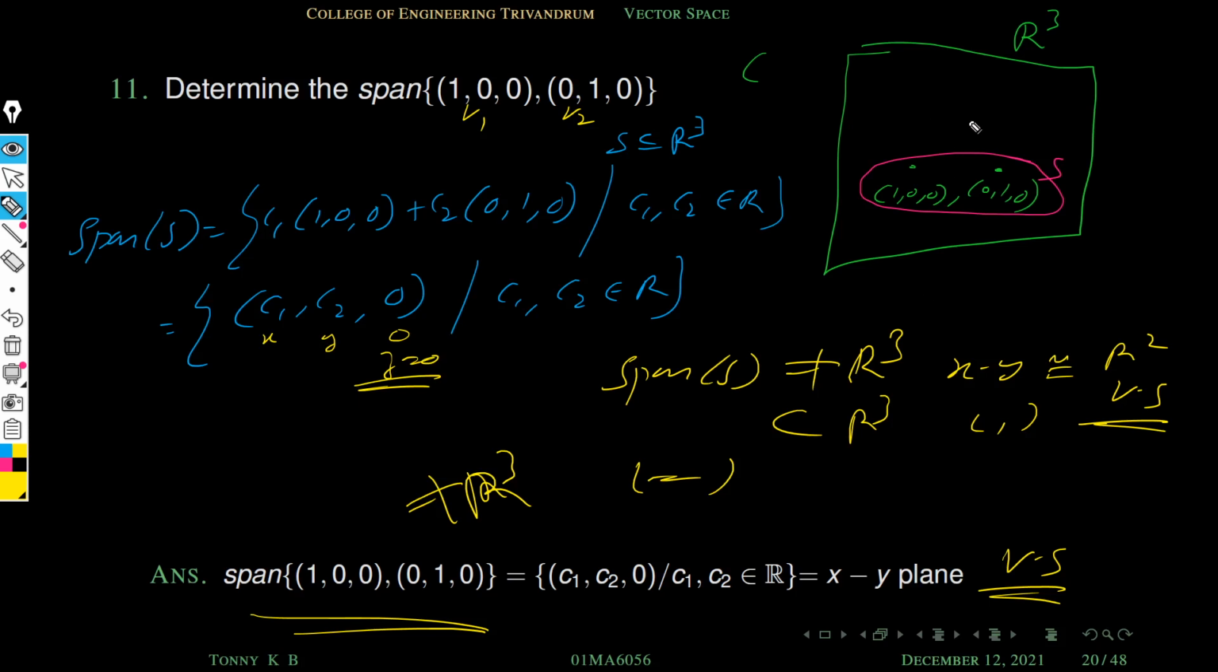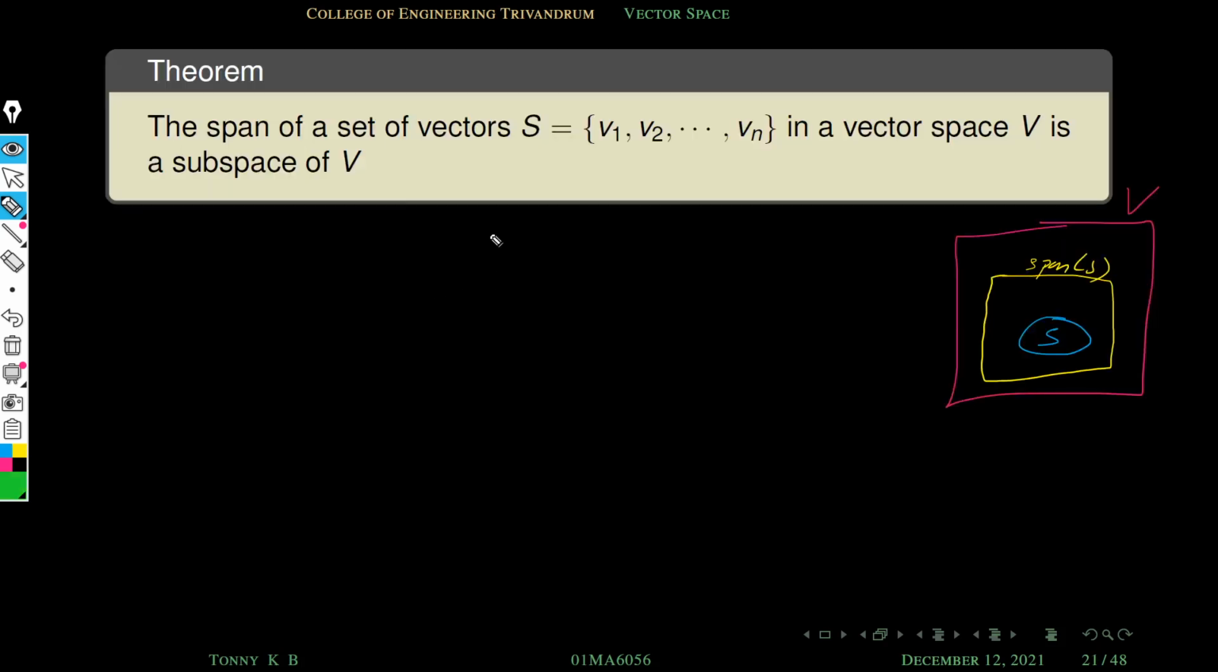Whatever the collection, the span is always a vector space, or subspace. Suppose this is our span. Span always contains S. If this is the span of S, then the span is always a subset of R3. Not only that, the span is always a vector space. That is called a subspace. We can easily show that the span of S is always a subspace of the mother vector space, even though it is not the full space. That is our theorem.